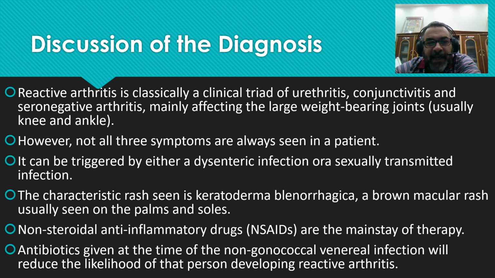Reactive arthritis is classically a clinical triad of urethritis, conjunctivitis, and seronegative arthritis, mainly affecting the large weight-bearing joints, usually knees and ankles. However, not all the three symptoms are always seen in the same patient at the same time. It can be triggered by either a dysenteric infection or sexually transmitted infection. The characteristic rash seen is keratoderma blennorrhagica, a brown macular rash usually seen in the palm and the soles.